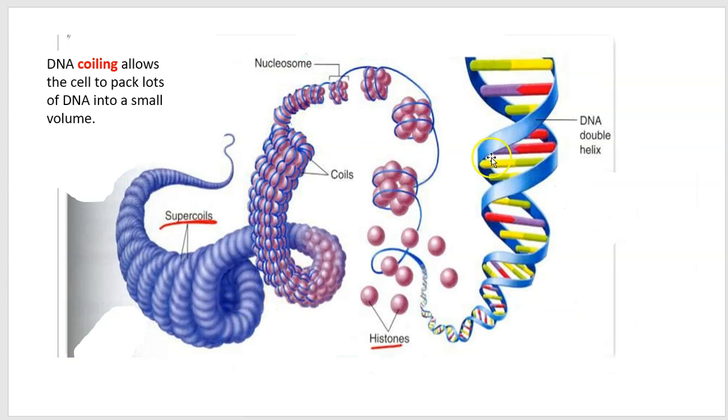Now, we have learned about the physical structure of the DNA molecule, but as cells became more complex and accumulated more and more genes as a result of gene duplications, the organisms had to find some way to handle all of this DNA. And one way that the cells did this was to package up their DNA, to wind up their DNA around proteins. We'll call this DNA coiling. And this coiling then allowed cells to pack lots of DNA into a small volume.